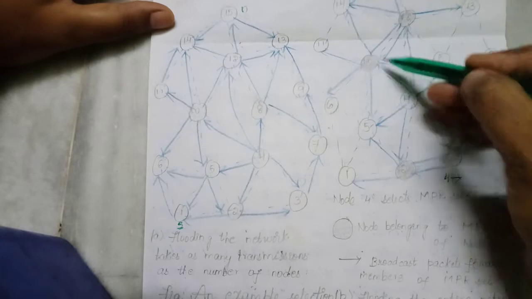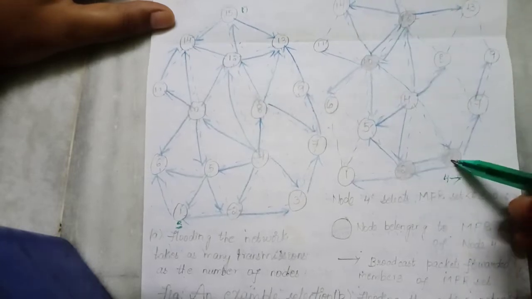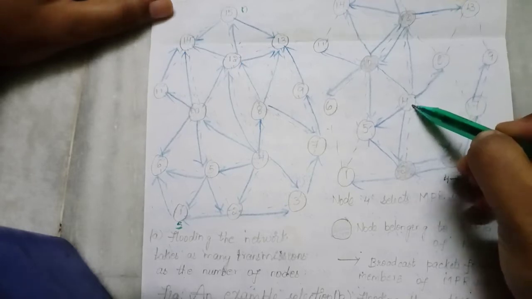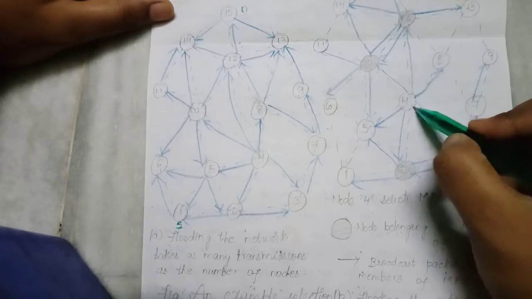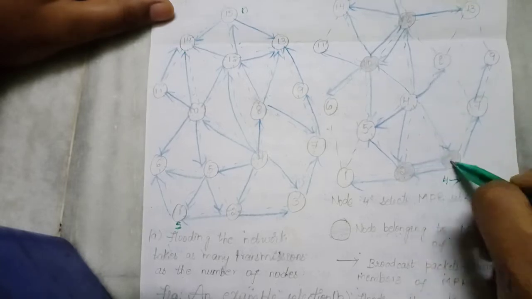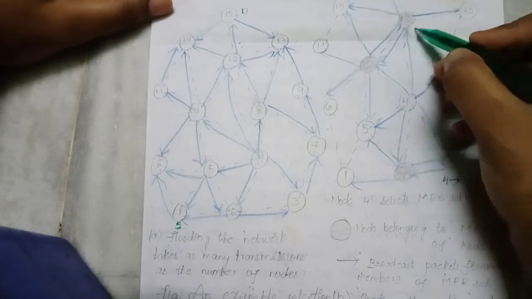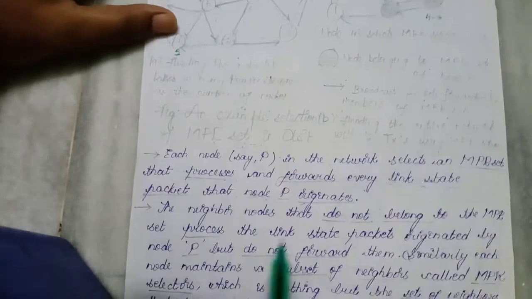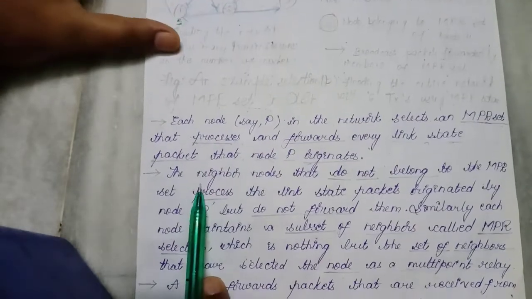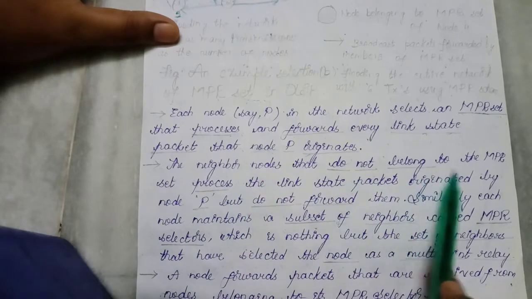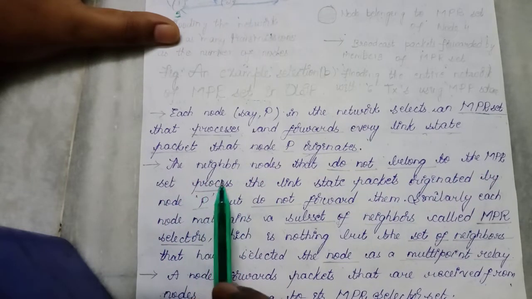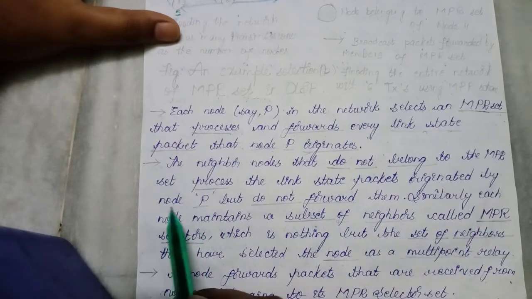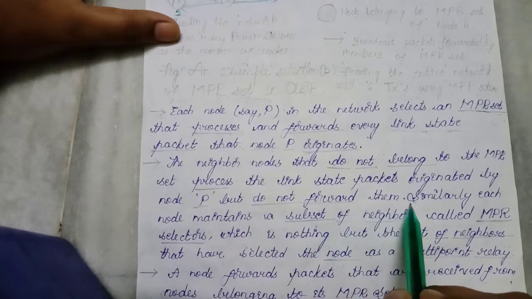Then these nodes are responsible for processing and forwarding the packets which are originated by this node 4. If node 4 originates a packet, then these nodes 2, 3, 10, 12 must process and forward those packets that are originated by node 4. This is what this point indicates. And the next one is the neighbor nodes that do not belong to the MPR set. Means the nodes which are not in the MPR set process the link state packets originated by the node P but do not forward them.